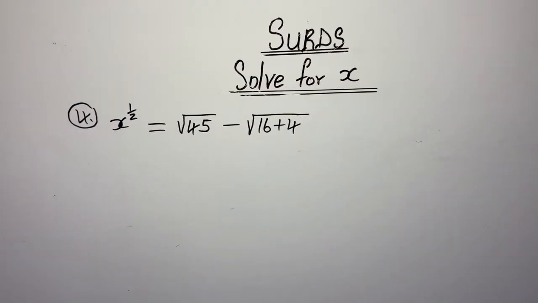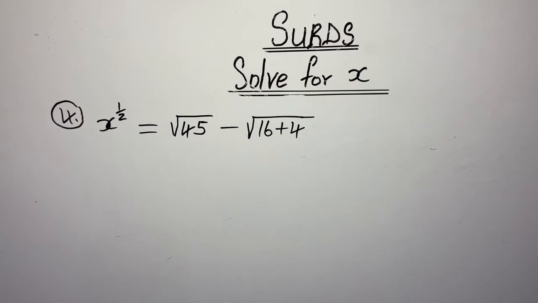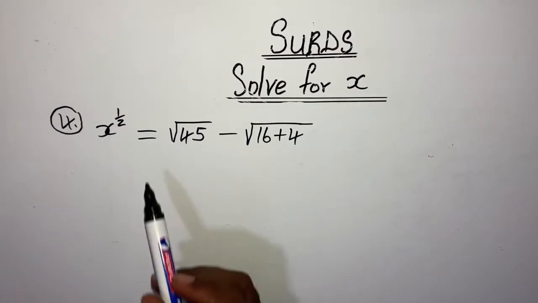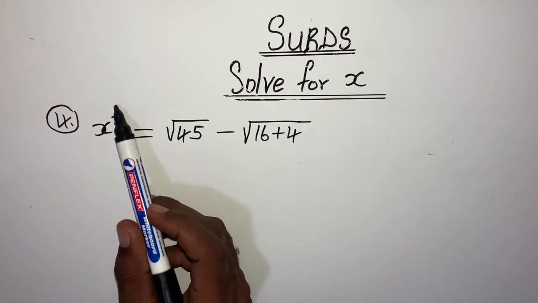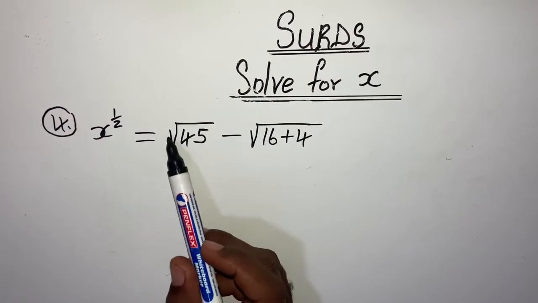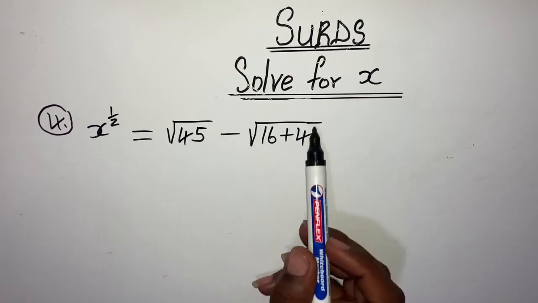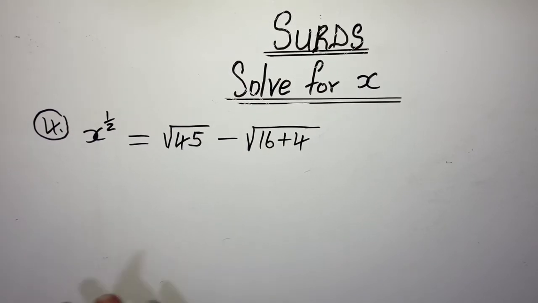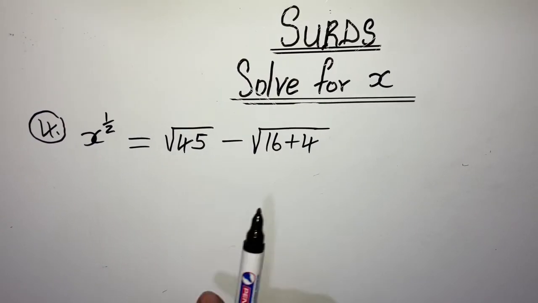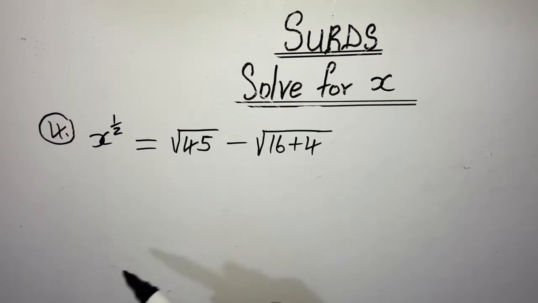Our fourth sum. For this sum, we have x with exponent 1 over 2 is equals to root of 45 minus root of 16 plus 4. So here, we still have some things to fix first before we go on to solve.